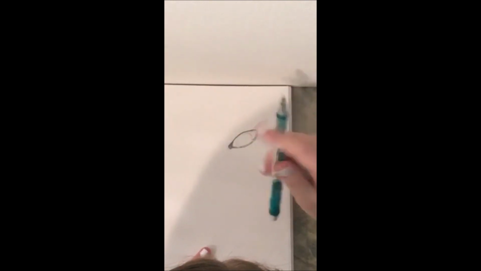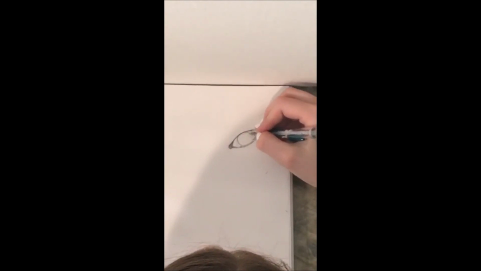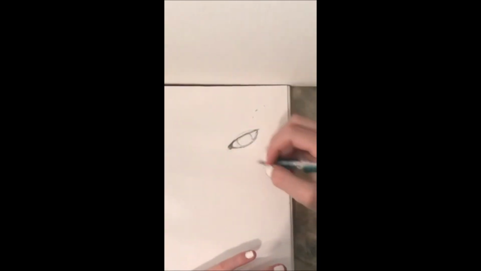So I'm just going to draw probably half of an iris. I'm going to make it half by making the top lid a little bit lower, and then I'm just going to erase that other part that I didn't need. So that's the beginning part of drawing the eye.